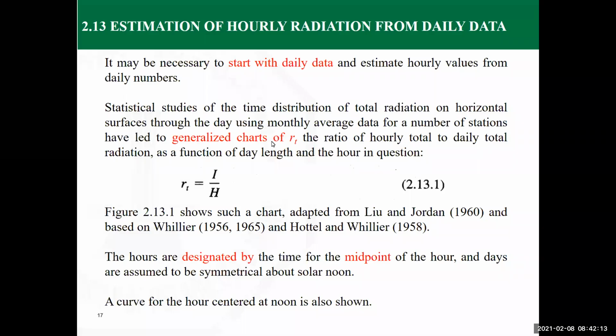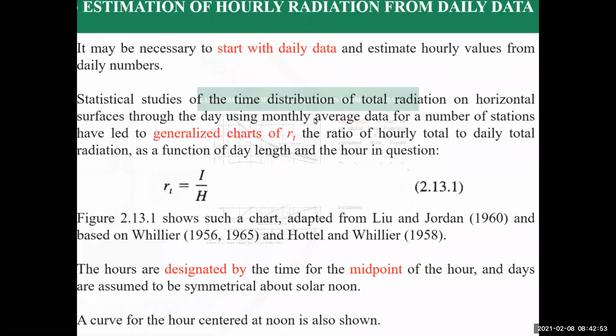So to continue, we're talking about the estimation of hourly radiation based on the daily radiation that we have. The ratio that we are looking for is RT, the ratio of total radiation. By total here, I mean the components, beam as well as diffuse radiation. So RT as a function of I over H is being provided, and the designated hours are given by the time corresponding to the midpoint of the hour, which means that we're around solar noon, and plus or minus the values are being designated through a figure or through a correlation.